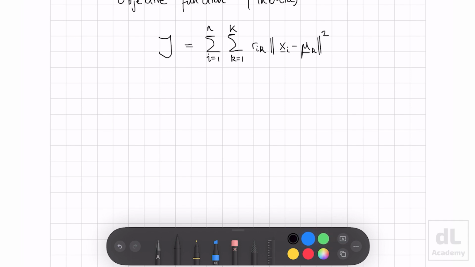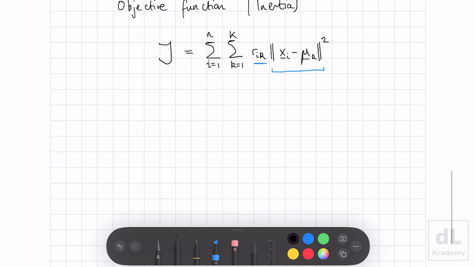What this is doing is quite simple. This says, does it belong in this cluster? And if it belongs in this cluster, then I'm going to calculate the distance squared between the sample that belongs in that cluster and the mean. And so I want to choose these values so that they reduce the total distance.